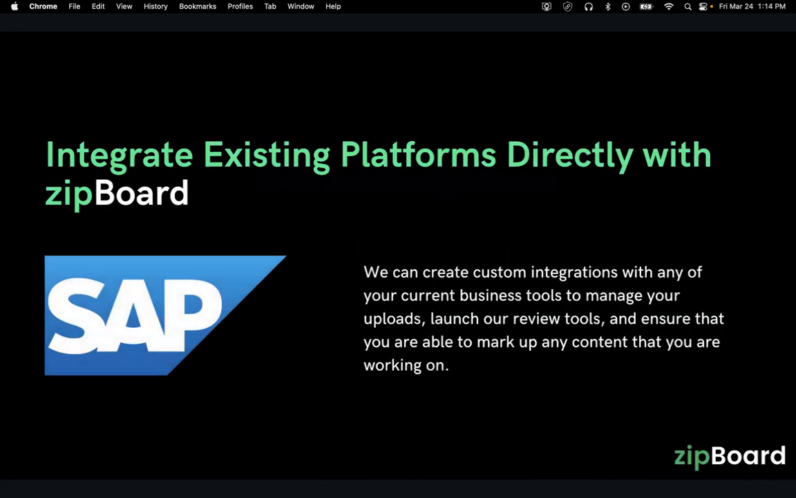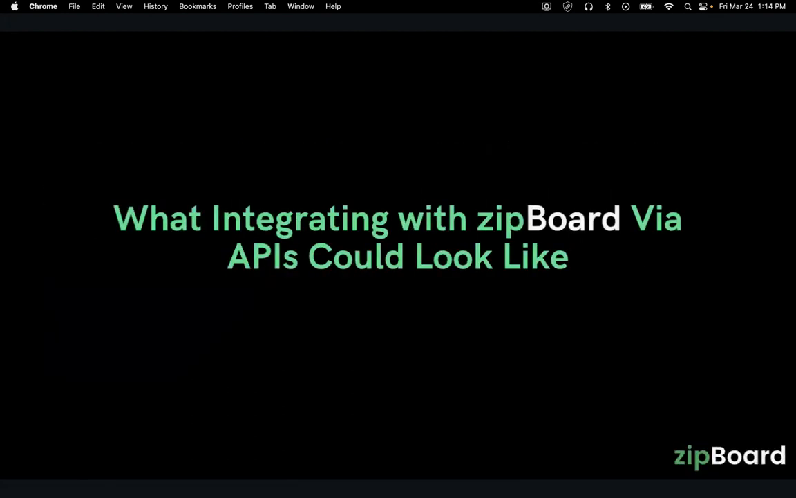So with that, we can integrate existing platforms directly with zipBoard. One of the customer integrations that we have done is SAP, but basically we can create custom integrations with any of your current business tools. That can be in the form of managing your uploads or launching the review tool, and basically just to ensure that whatever tool you're currently using now, you can now also add the feature of marking up your documents and managing those comments and tasks accordingly.